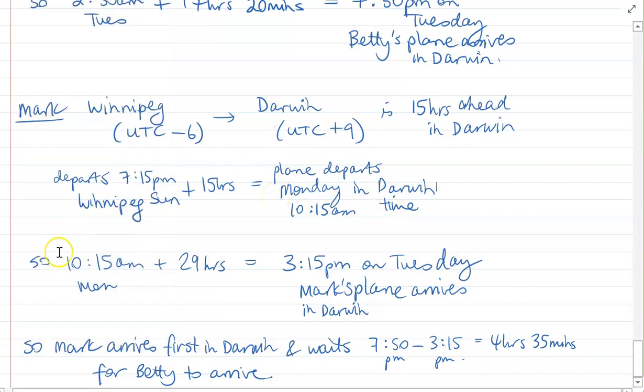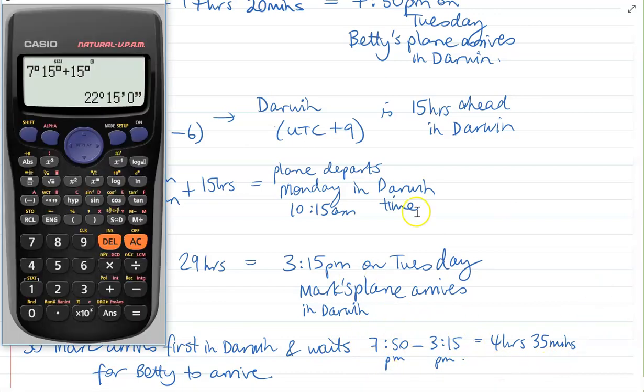Darwin time. Considering his flight time then, it's 10:15 a.m. Monday in Darwin, add on 29 hours there. That will give us him landing 3:15 p.m. on Tuesday in Darwin. So if I compare the two, that means that Mark will arrive first, and considering that time difference, that's a time difference of 4 hours and 35 minutes.